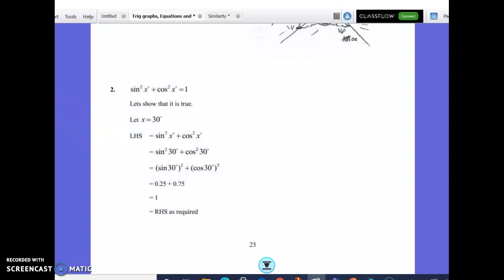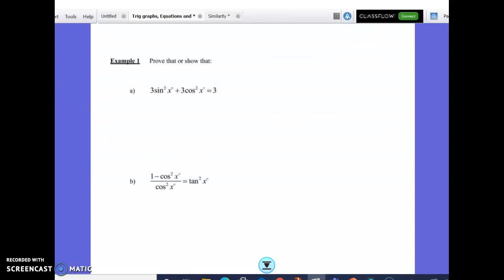Okay, we've already looked at how to prove the second one. What we need to do with these trig identities then is use them to prove something or show that something's equal.